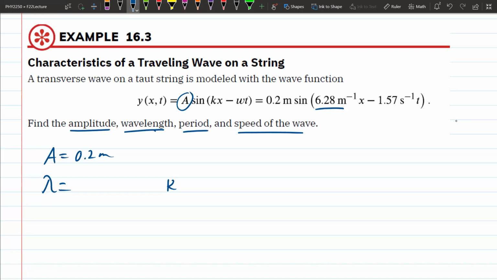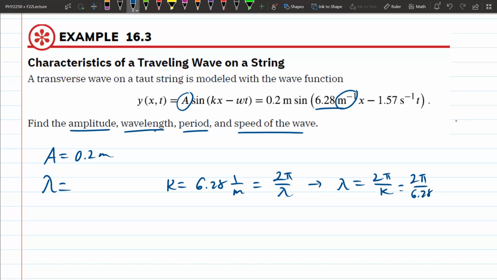It does write what K is, right? K is actually equal to 6.28 1 over meter. So don't get confused by this -1. It's just indicating the unit is 1 over meters. So K is 2 pi over lambda. Therefore, lambda is just going to be 2 pi over K. And K happens to be 6.28, which is basically 2 pi. So lambda actually turns out to be 1 meter. You guys see that? I got the number 1 from there.